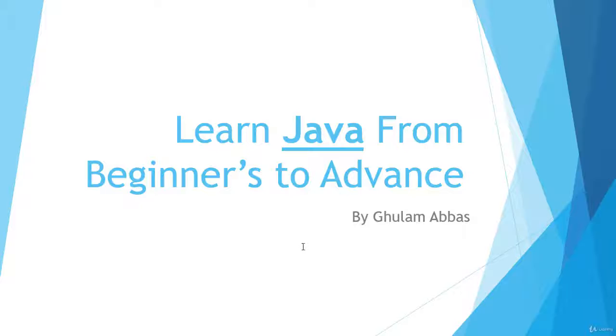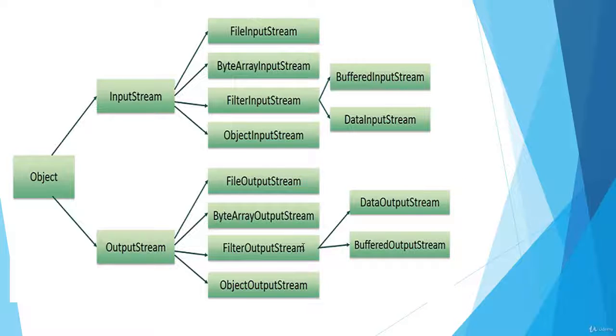In our previous video, we discussed the byte array output stream, and in this video, we will discuss the byte array input stream. You can see that byte array input stream is present at the second position in the input stream child classes. So let's see what a byte array input stream is.